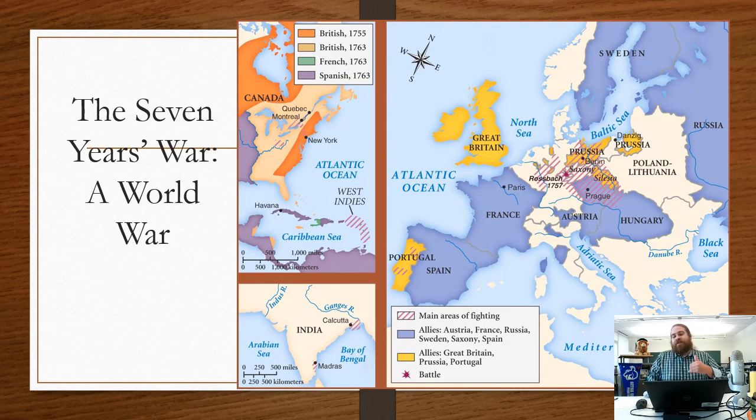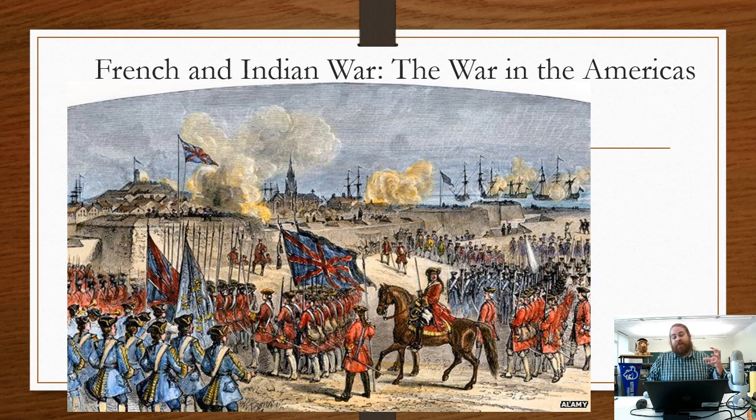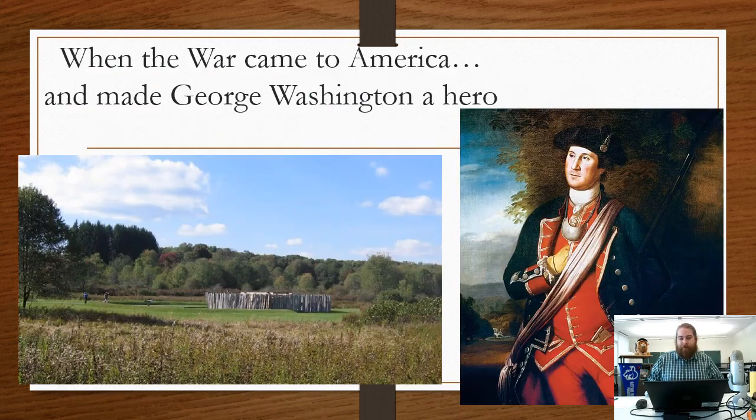The war is happening around the world, but then the war is going to come to the Americas. And when the war comes to the Americas, Great Britain has to defend it, but Great Britain is fighting all over the world. So they ask their colonists to take up arms and fight on behalf of the British Empire. And they put in charge of Virginia, the largest colony, their militia, their citizen soldiers, a very young man in his early 20s named George Washington.